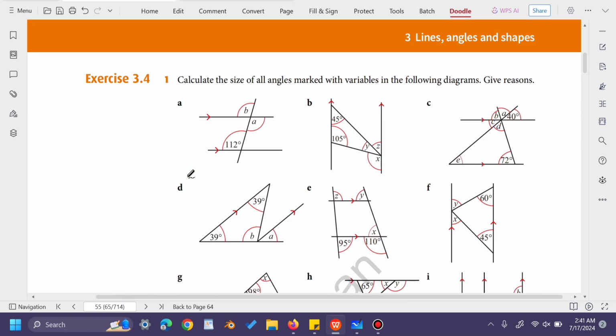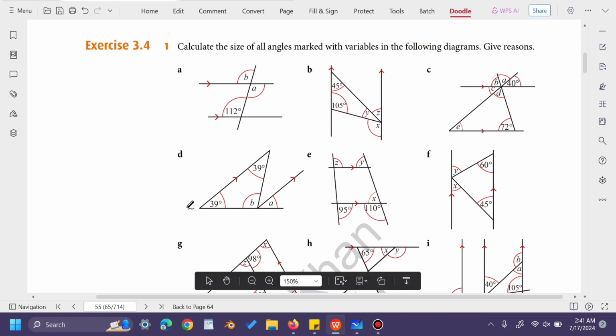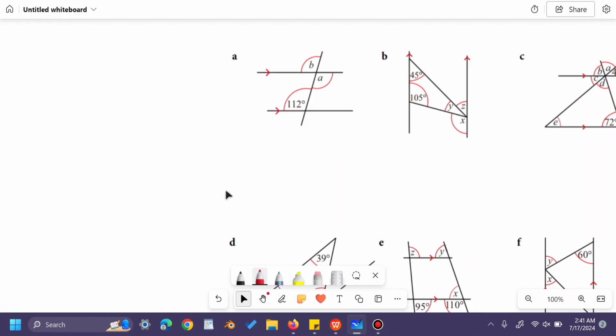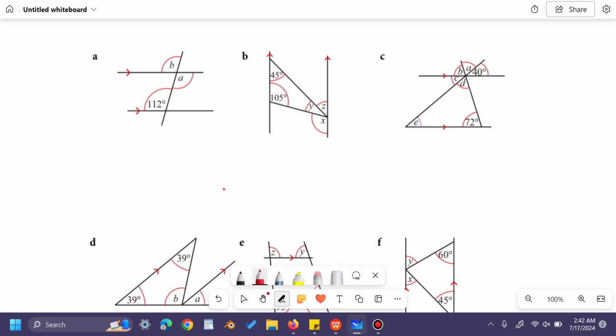Now let's switch to the exercise. Let's do the A part first. Alright, so I think we have reviewed enough. So A, B, and then this is 112. How are we going to find A? Can you see this pattern? Firstly, there is a Z angle being made. Z angle means it's an alternate angle.